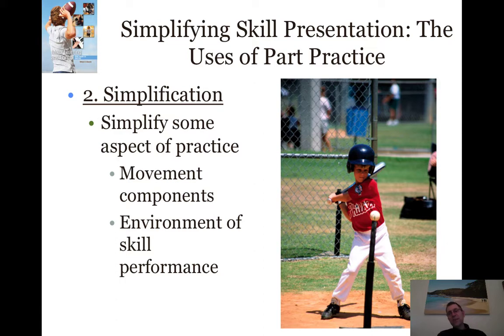Second is simplification. And this is a good example. See, the author is much better at this than I am. Simplification, simplify some aspects of practice. So some of the movement components or the environment, in this case of this t-ball player here, right? The important part for him in this case is to learn the swing. Let's simplify the skill and not let the ball move. So let's change the environment a little bit. Let's not make the perception and the timing and all those other factors involved with actually hitting the ball a factor, and let's put the ball on top of the tee. Right? So that would be an example of simplification.